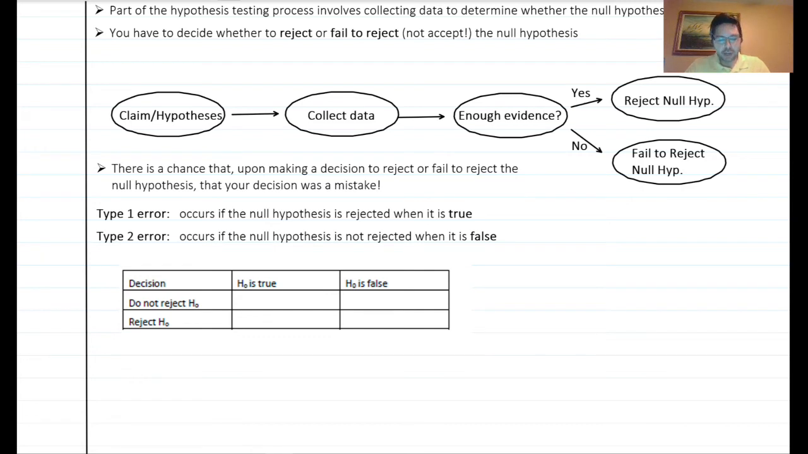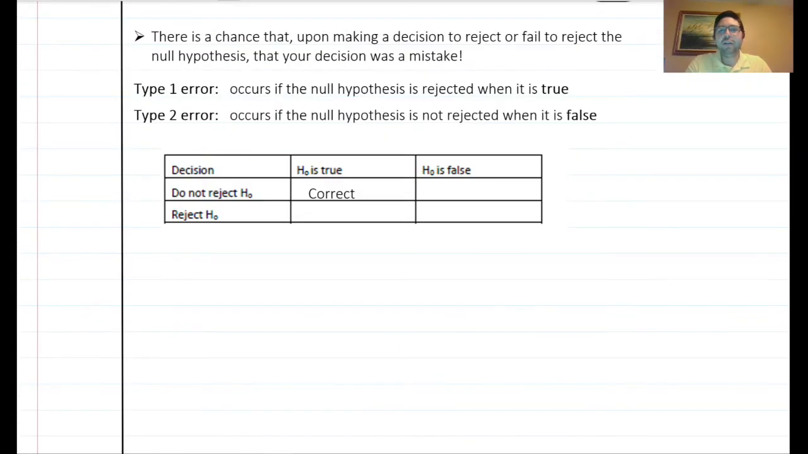So let's summarize this with a table. The second column is the null hypothesis is true. The third column is the null hypothesis is false. So if our decision was to not reject H0, and H0 was true, that means that's a correct decision. It's true, and we failed to reject it, so that's fine.